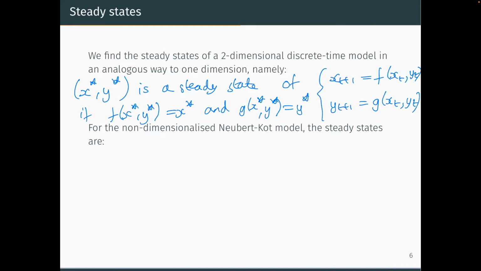In one dimension, we just had f of x star is equal to x star. Now we're in 2 dimensions, so we need to have f of x star, y star is equal to x star, g of x star, y star is equal to y star. Again, in continuous time, these would be equal to 0, but because we're in discrete time now, we want our left-hand side and right-hand side to balance, being equal to x star, or y star.